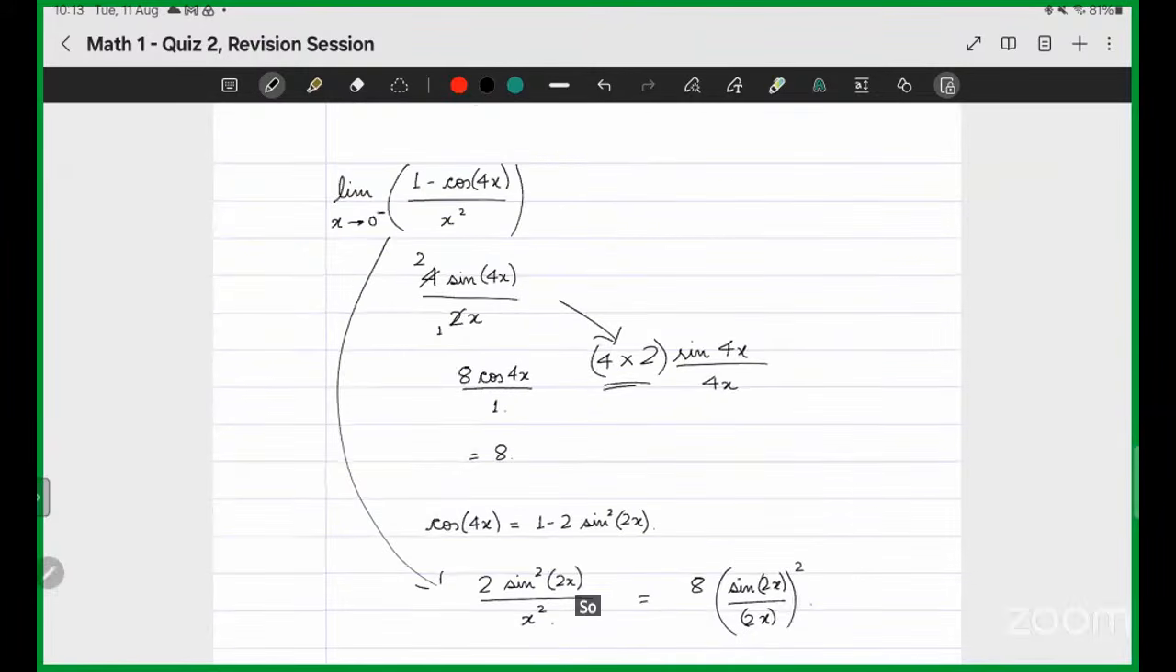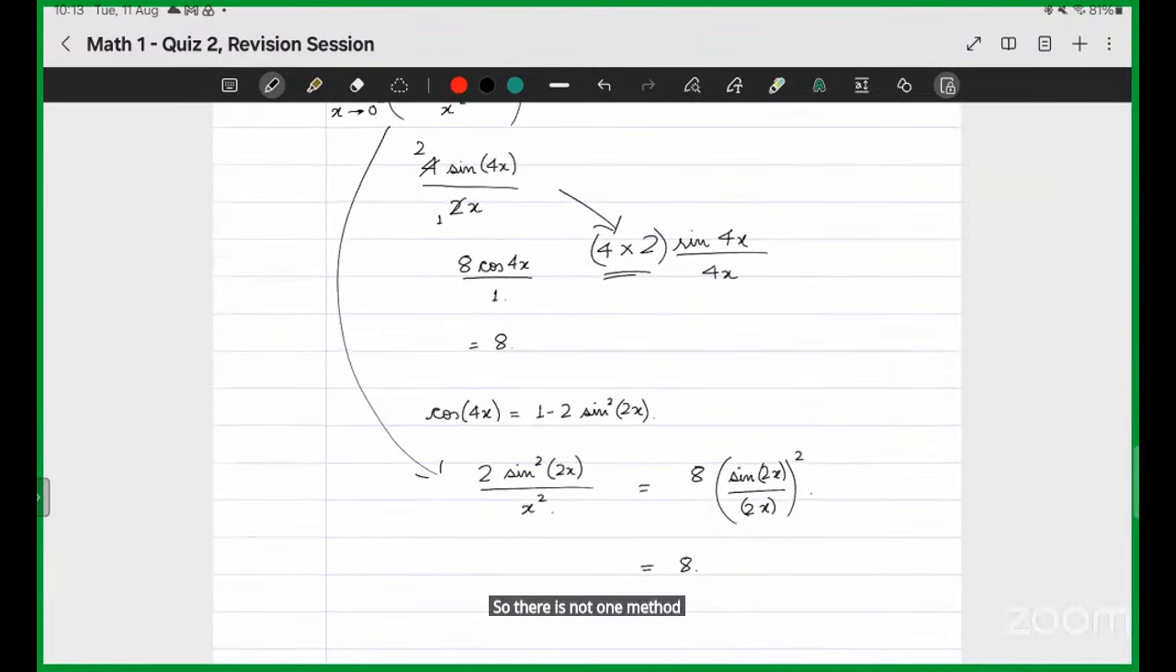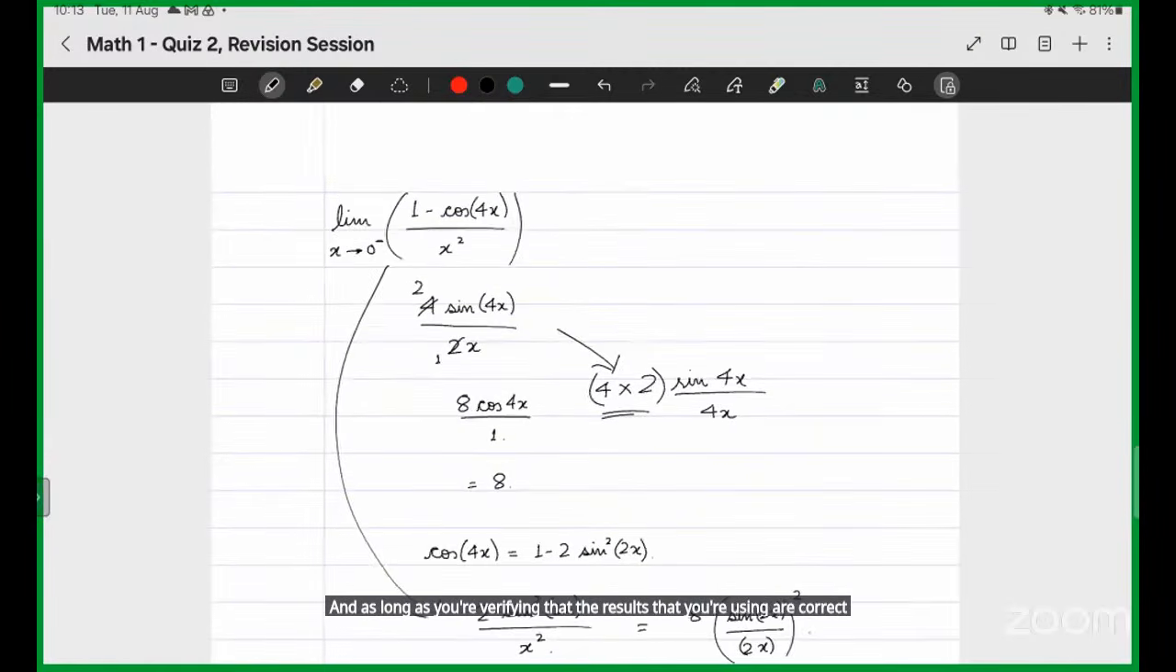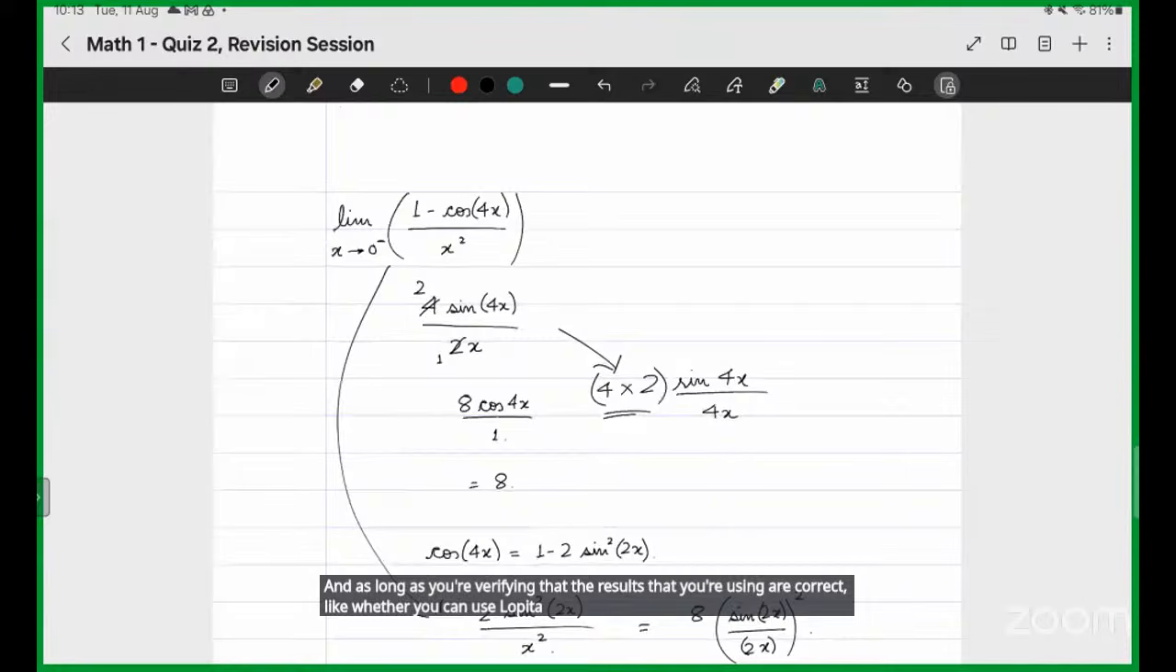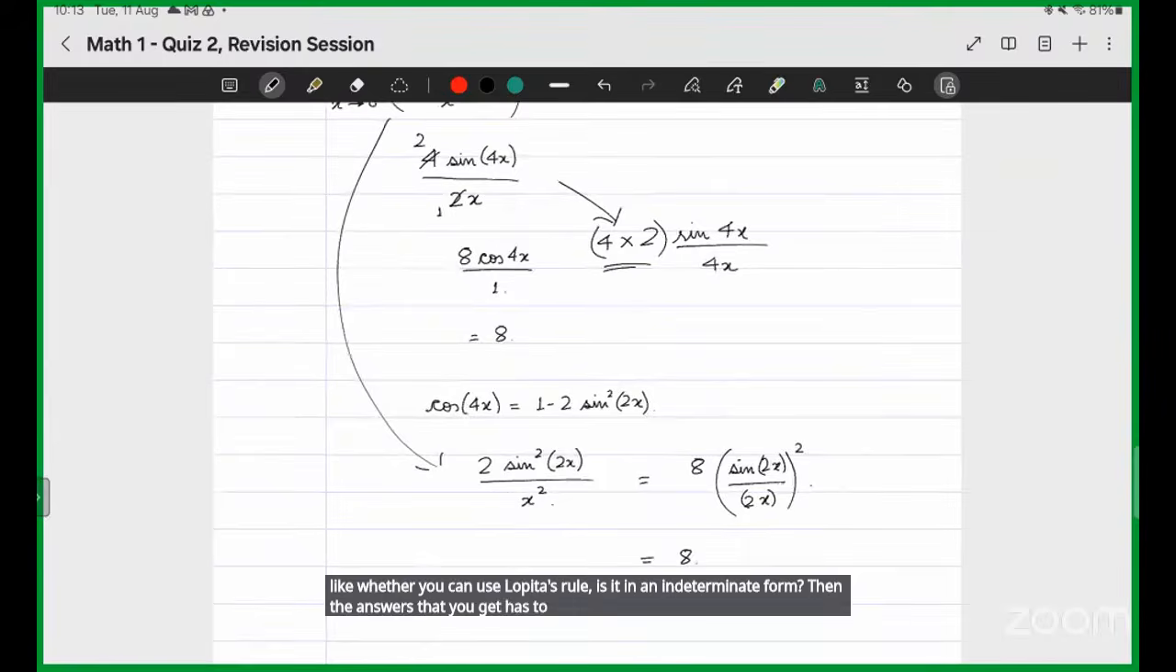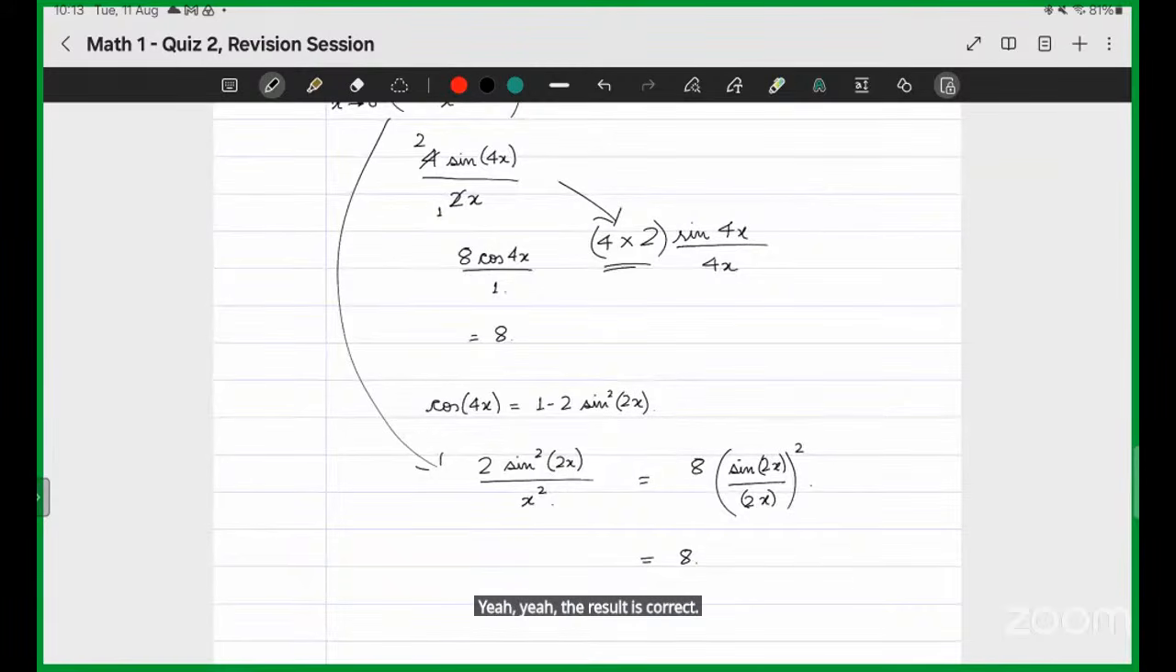So there is not one method to solve the problems. There are multiple methods. And as long as you're verifying that the results that you're using are correct, like whether you can use L'Hopital's rule, is it in an indeterminate form, then the answer that you get has to be the same, no matter what the method used is.